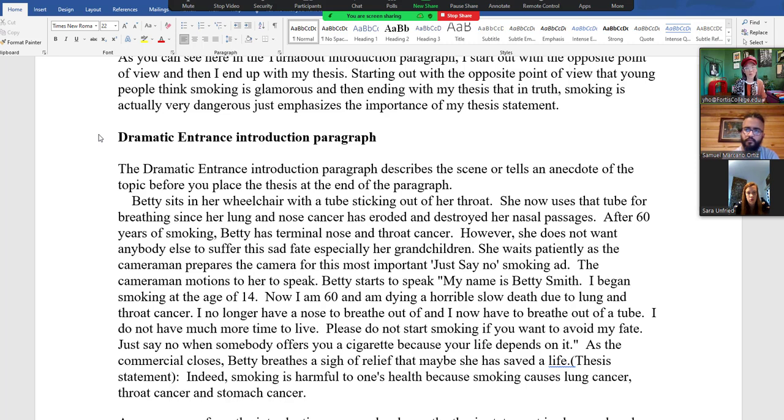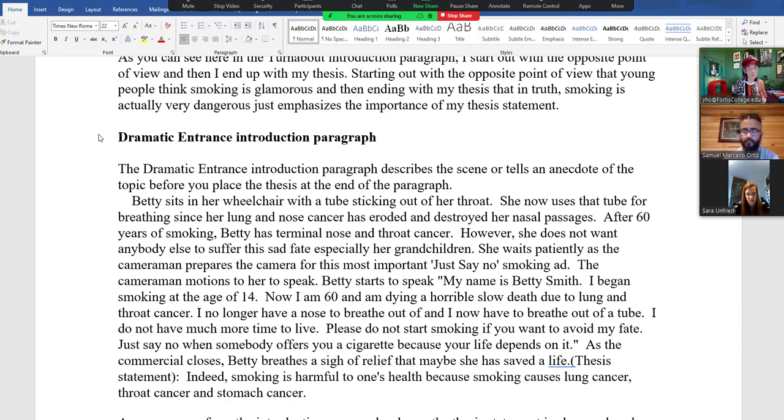Betty sits in her wheelchair with a tube sticking out of her throat. As a nurse, you would know this already. She now uses that tube for breathing since her lung and nose cancer has eroded and destroyed her nasal passages. After 60 years of smoking, Betty has terminal nose and throat cancer. However, she does not want anybody else to suffer this sad fate, especially her grandchildren. She waits patiently as the cameraman prepares the camera for the most important "just say no" smoking ad.